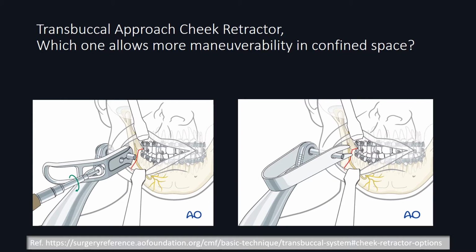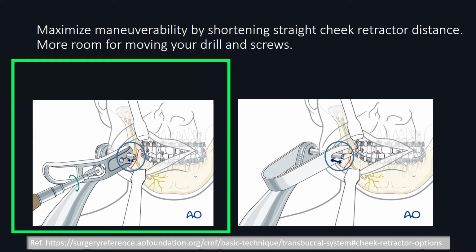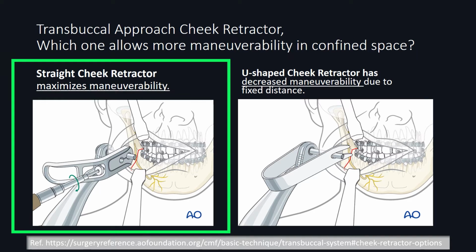It actually makes a huge difference which cheek retractor you use for the hardware placement, because your working space will be limited by the masseter muscle and then the lateral border of the mandible, and you have about 1 centimeter of space to work with. The main difference between these two cheek retractors is the distance from the end of the cheek retractor to the tip of the instrument, as shown by the navy blue arrows. You can see that this straight cheek retractor has a shorter distance. As a result, the straight cheek retractor has much better maneuverability when performing hardware placement within a confined space. As a result, the straight cheek retractor is my preferred option.